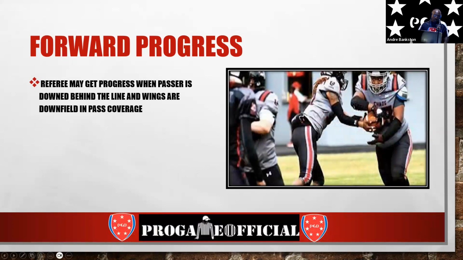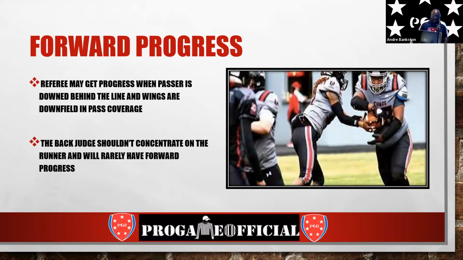So the referee may get forward progress when the passer is down behind the line of scrimmage and wings are downfield on pass coverage. We covered that. The back judge shouldn't concentrate on the runner and will rarely have forward progress. Now, this is five-man crew mechanics, I should say. In four-man crew mechanics, we don't have a back judge, so that's fine. But in five-man crew mechanics, the back judge should rarely get forward progress.